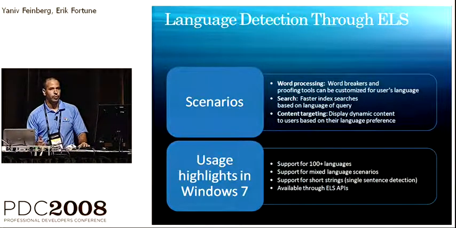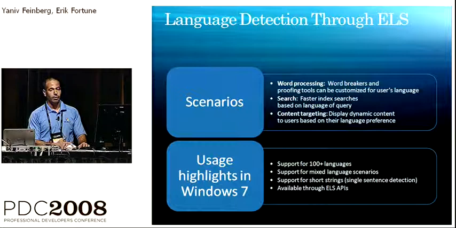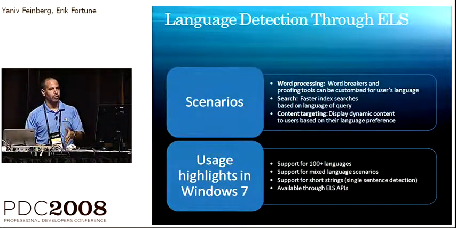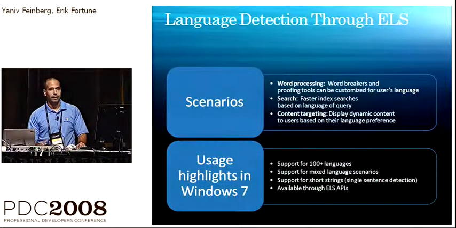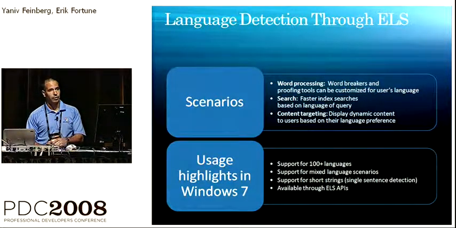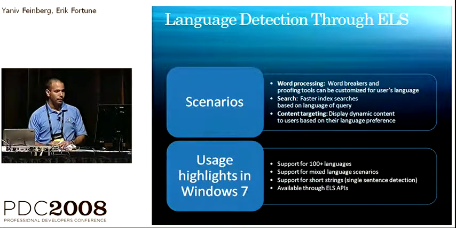So for example, if you are developing a word processor and you know the language, you can now call specific word breakers or proofing tools. If you're building a search engine, the moment you know the language, you can go specifically to the right indexes, making it faster. Or if you're providing some ad content or messages, the moment you know the language the user is writing or reading, you can tailor the language of that message to that user.